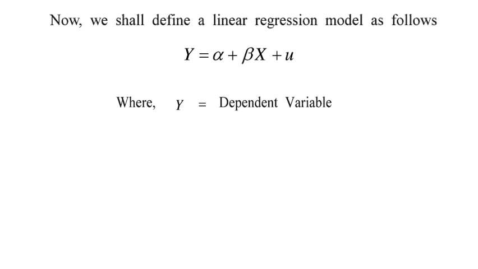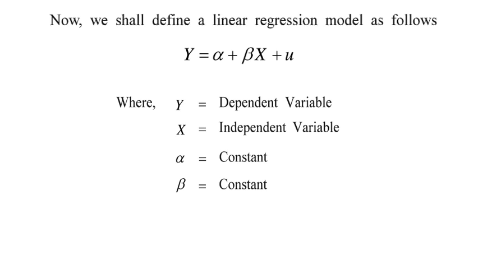Here y is the dependent variable which we are going to calculate based on the x which is already given, the independent variable. So x, the independent variable, is given and we have to find the value of y. Alpha and beta both are constant values and u is the disturbance variable of the model. Now disturbance variable also means an error variable.